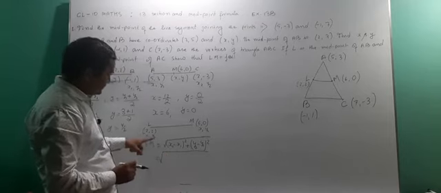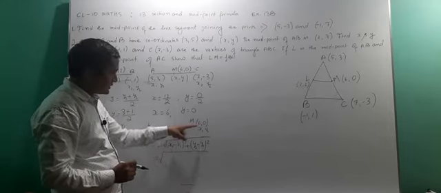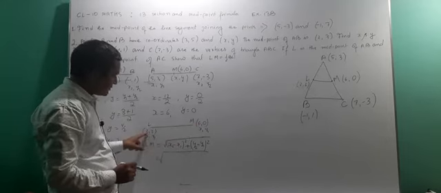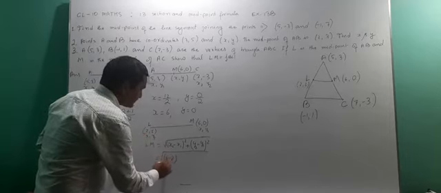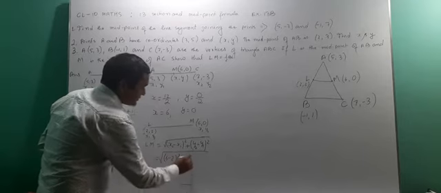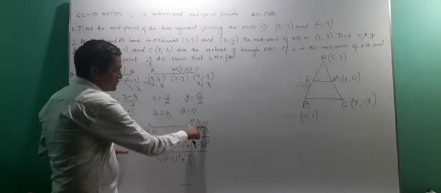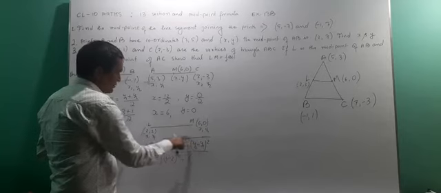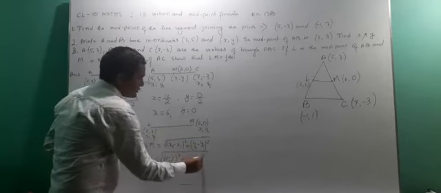And now x2 is how much? 6 minus x1, which is 2. Okay, this is 6 minus 2. Then plus y2, which is 0, minus y1, which is 2. Okay, 0 minus 2 whole square.